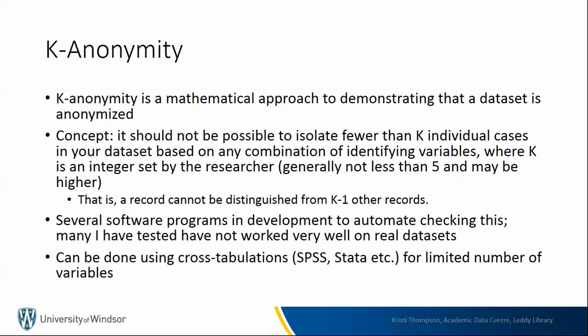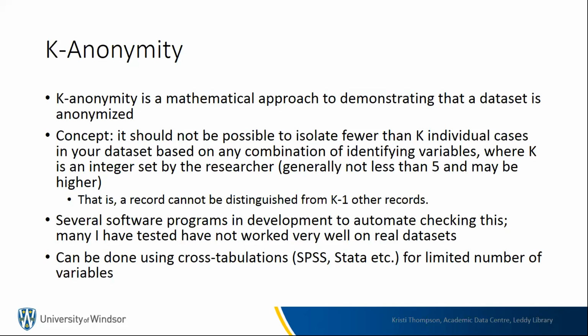Generally, K will be not less than 5, and it may be set as something higher. That is, a record cannot be distinguished from K-1 other records. If you have one record that has a particular set of values on these variables, there will be at least K-1 other values in the data set that are exactly the same.